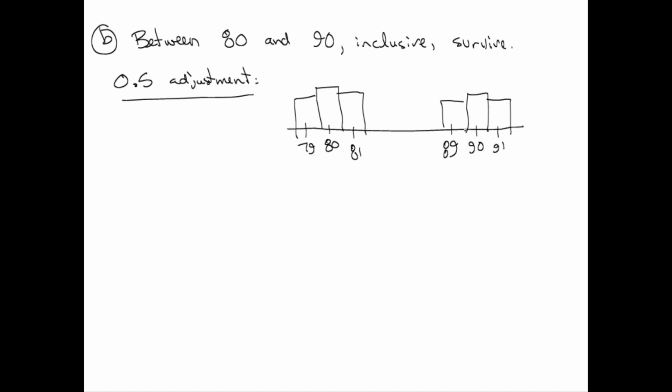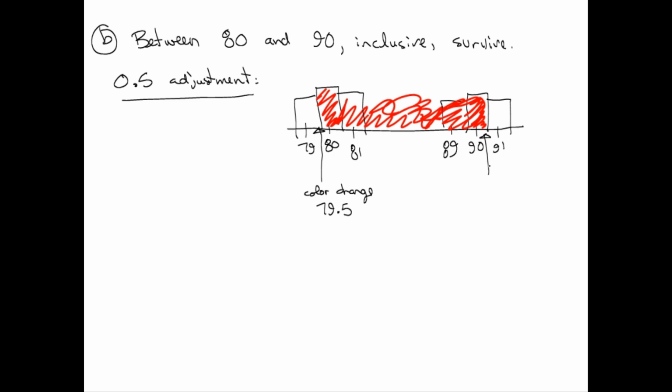Between 80 and 90 inclusive means that the numbers 80 and 90 need to be included. So what bars do we want? We need to include the bar for 80, and then everything in between, and we're going to go up to and include the bar for 90. So then we want to look for the color change. Where's the first color change? It's going to be here at 79.5. Now where's the second color change? Just to the right of 90. So here we end up with 90.5. So that means we're going to run our normal curve from 79.5 to 90.5. Those are going to be the areas that we want.